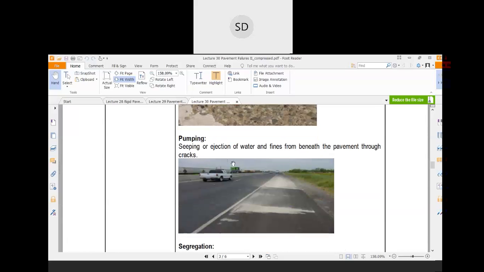Another type of failure is called pumping. This is seeping or ejection of water and fines from beneath the pavement through cracks. Suppose there are some cracks, and from the cracks some binding materials and some finer materials will get out from that crack. Okay, that is called pumping. As in your concrete technology there is one failure like pumping, in this case also there are failures, it is called pumping failure.